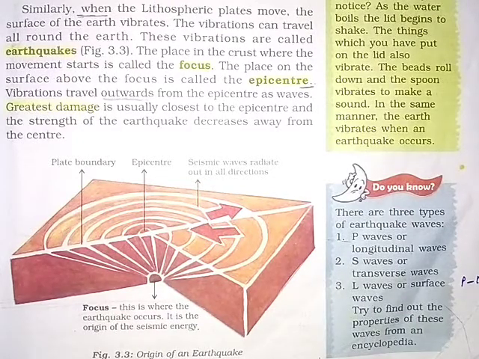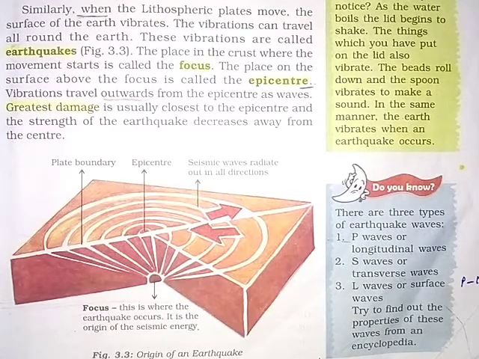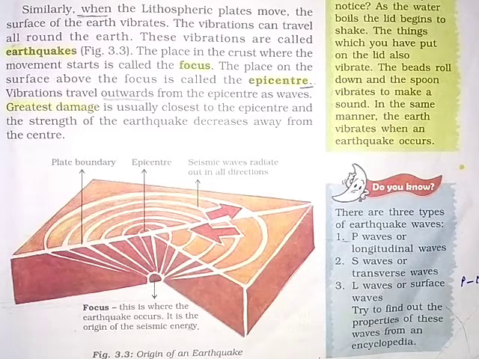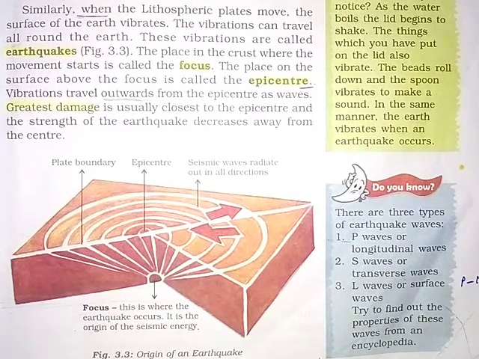Do you know there are three types of earthquake waves? First, P waves or longitudinal waves. Second, S waves or transverse waves. Third, L waves or surface waves.